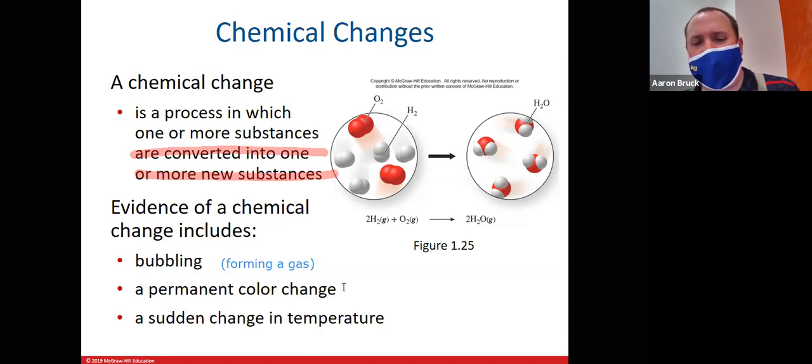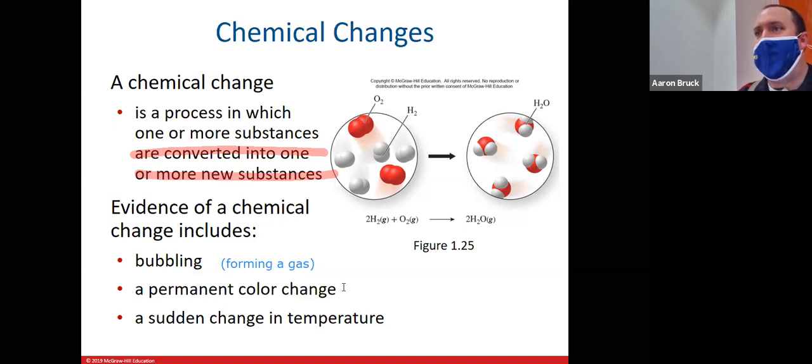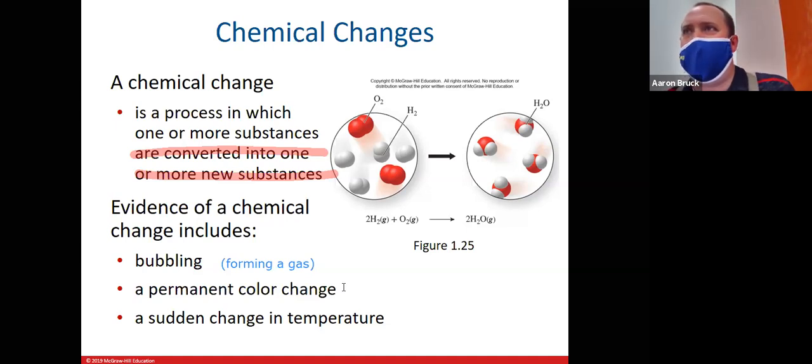If I see a permanent color change, like what happens when something burns, or when you have rust on your car. The metal in your car goes from a shiny, silver-ish color to a rusty brown. That's an irreversible change. You can't get that back. You can't turn the rust back into steel.